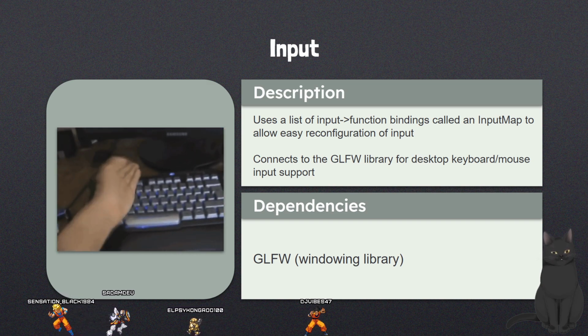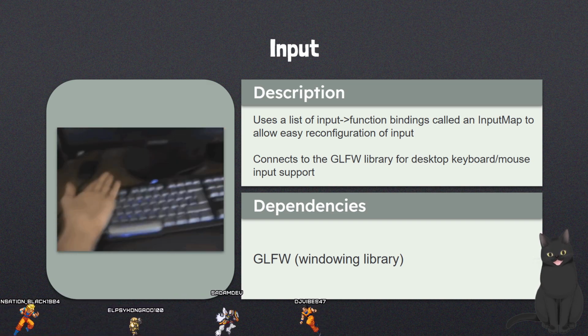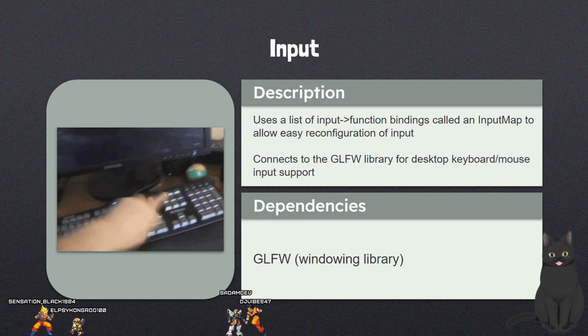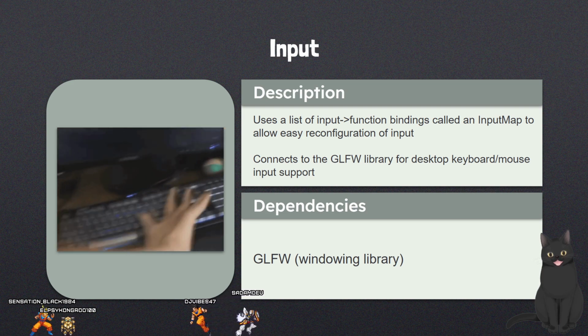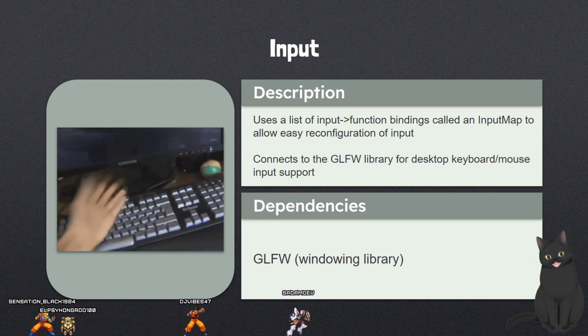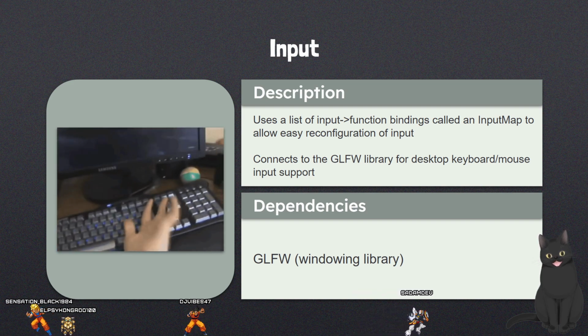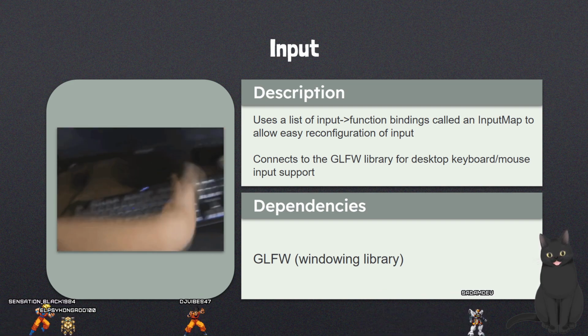The other thing is I have a specific asset in my engine called an input map. The input map is one big asset, and it contains a list of inputs to function or script bindings. So you can easily rebind different input to different functions. I'll go ahead and show that here.